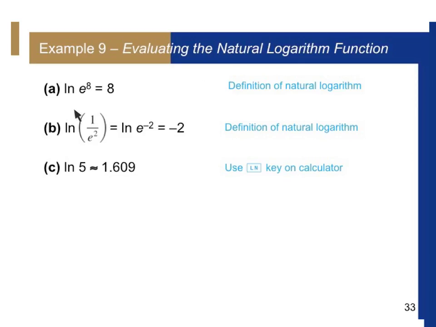Okay, so let's look at some numerical examples here. ln of e to the 8 equals 8. This undoes the e to the 8. ln of 1 over e squared is ln of e to the minus 2, so that just cancels out the e, which gives us minus 2. And then ln of 5, here we would just use a calculator to approximate that. If you see the ln function key on your calculator, that's taking the natural log.